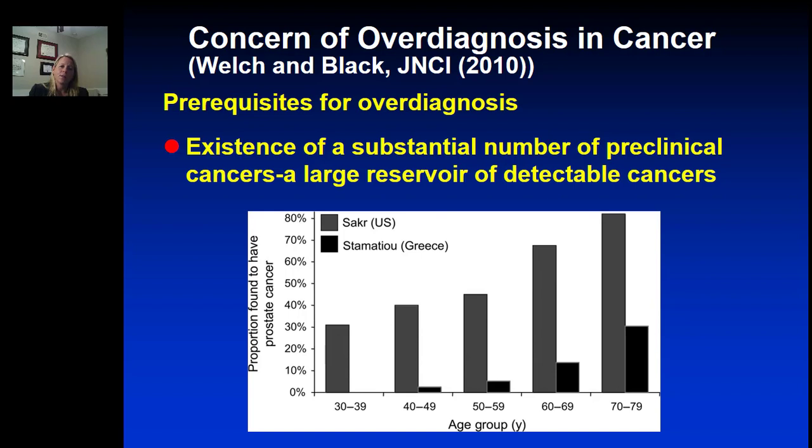So the idea here is that there is always going to be a reservoir of preclinical cancer, and hence if we go looking for it by screening, we could potentially overdiagnose. That's based on the first criterion of overdiagnosis that they state.